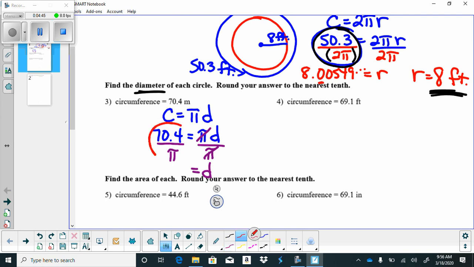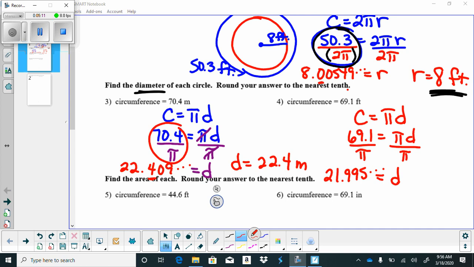Now type this into your calculator. Remember to use your pi button. And that gives you 22.409... We're rounding to the nearest tenth. So your diameter is 22.4 meters. Go ahead and pause it and you do number 4.